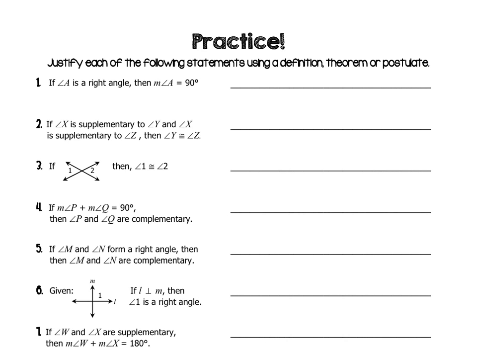Number one, if angle A is a right angle, then the measure of angle A is 90 degrees. This, if you look back, is the definition of right angle.